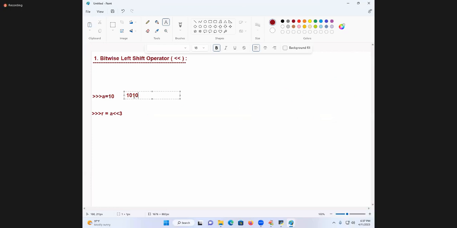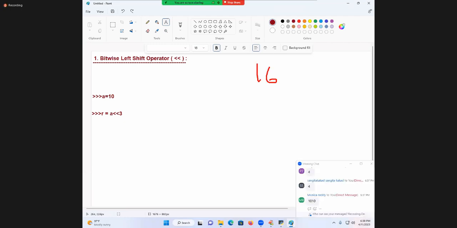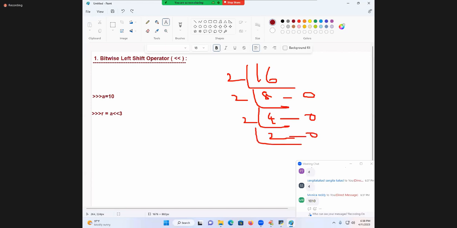How many bits are there? 4. Do you feel that only 4 bits will come, or will more than 4 also come? Suppose you take 16. What is this? 2 to the 4, then 2 to the 3, 2 to the 2, 2 to the 1, 2 to the 0. So 0 0 0 0 and then 1. How many bits here? Any binary representation you take, it started with a minimum of 4 bits.